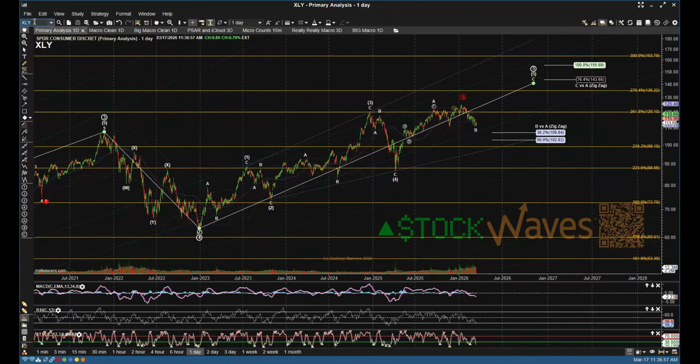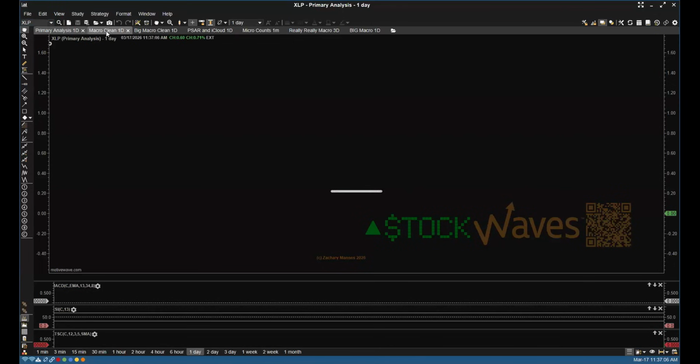So with you guys today, I wanted to pick out a couple of names from the sector here. But first, let's take a look at the XLP chart and see how that compares.